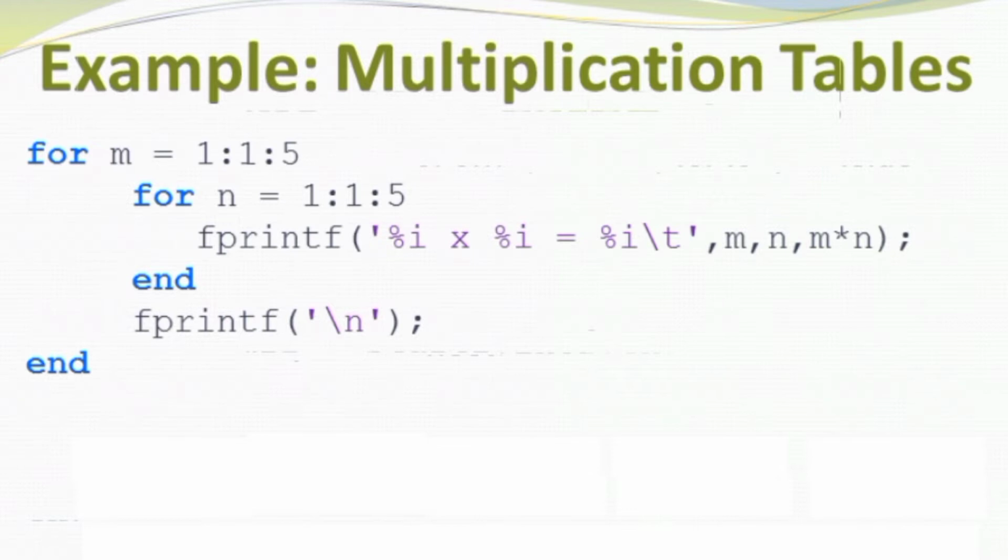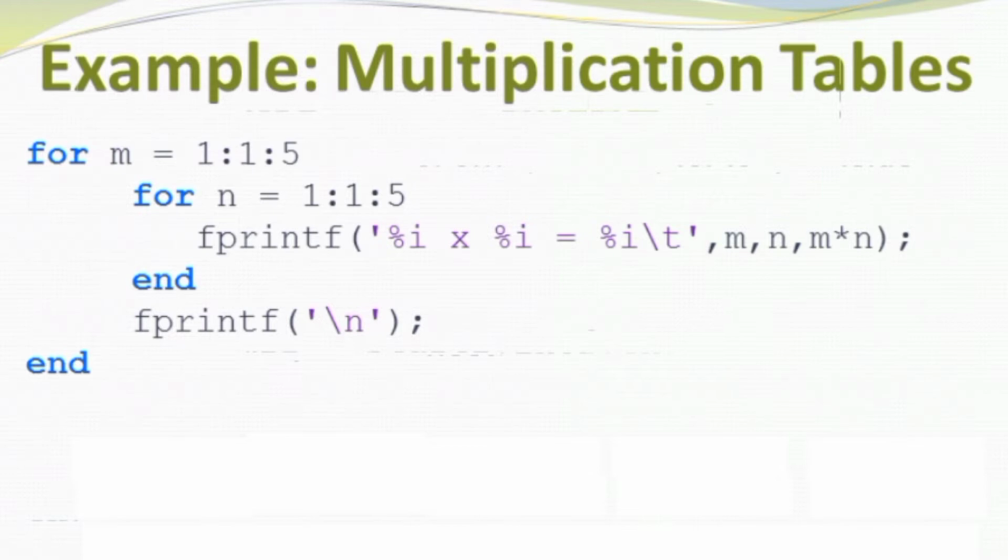So we have a nested for loop. Our outer for loop has a loop control variable of m. Our inner for loop has a loop control variable of n. They're both going to go from 1 to 5, incremented by 1. Inside our inner for loop, we have an fprintf statement, which displays a number times a number equals a number. The values that are going to display are the loop control variable m, the loop control variable n, and then the product of m times n. And then after we finish that inner for loop, we have an fprintf statement that moves us down to the next line. And then we repeat the outer for loop.